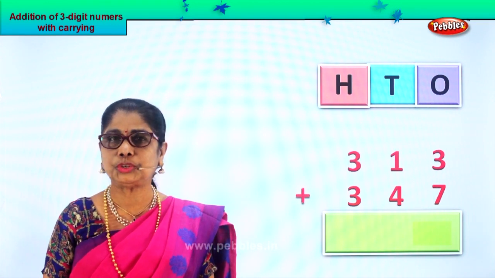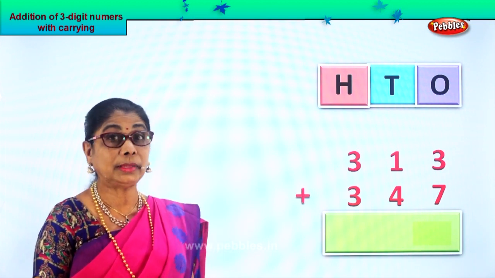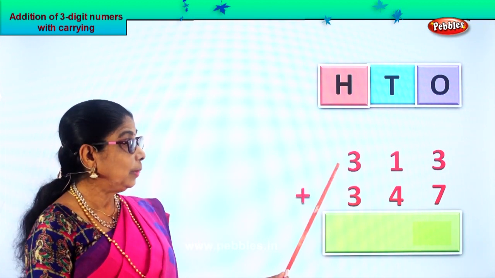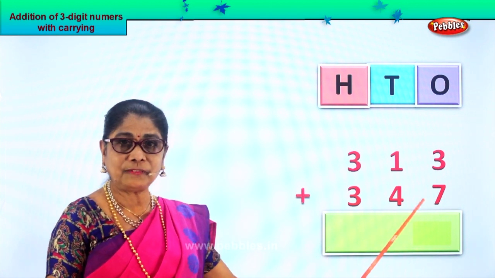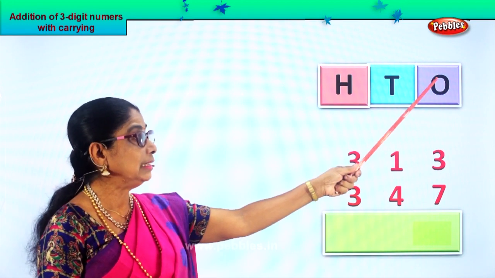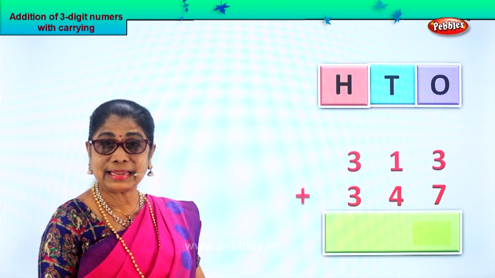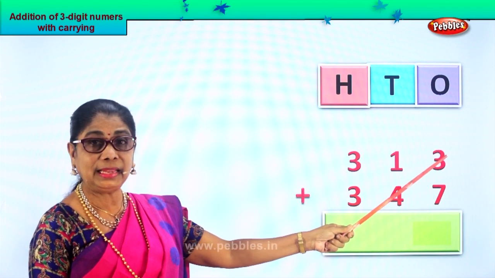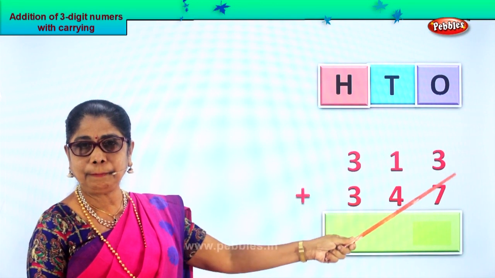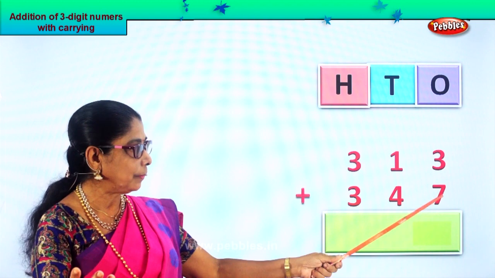Look what's given to us. Three-digit numbers, addition with carryover. We have 313 plus 347. We have arranged them in ones, tens and hundreds. Let's add up all the ones first. In the ones place, we have 3 and 7. 3 plus 7. Take 7 in the mind, take 3 fingers up.